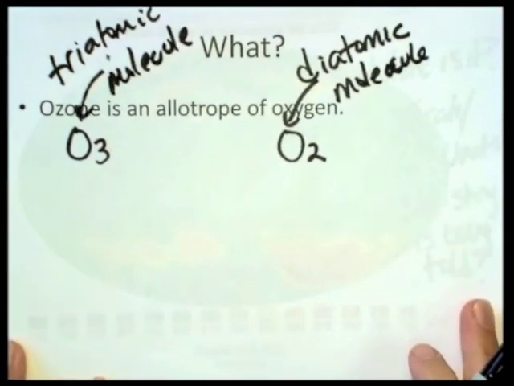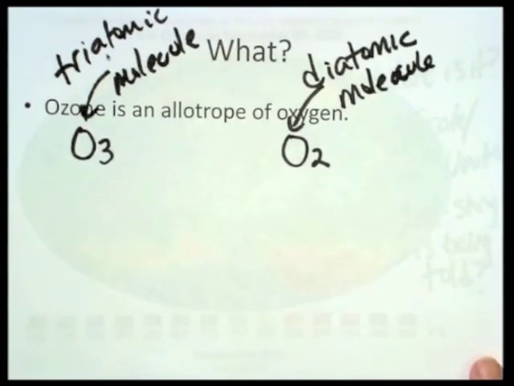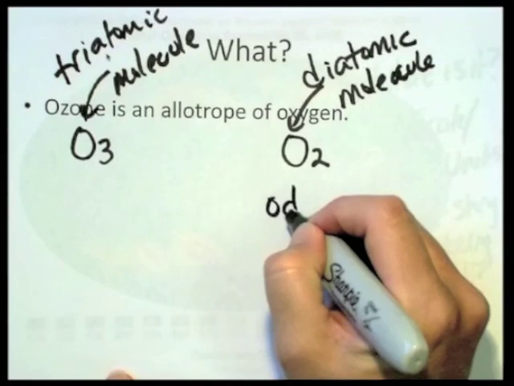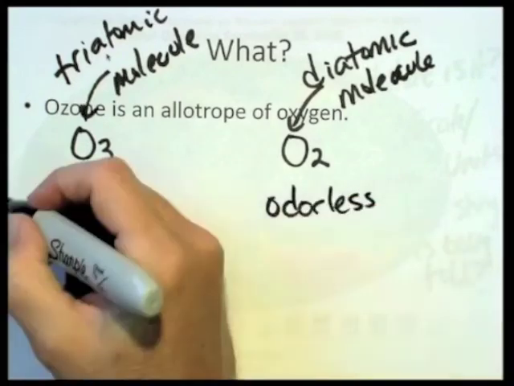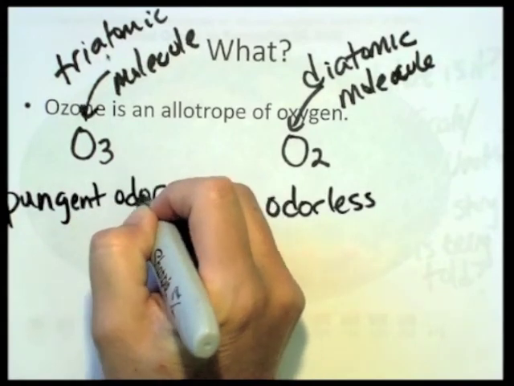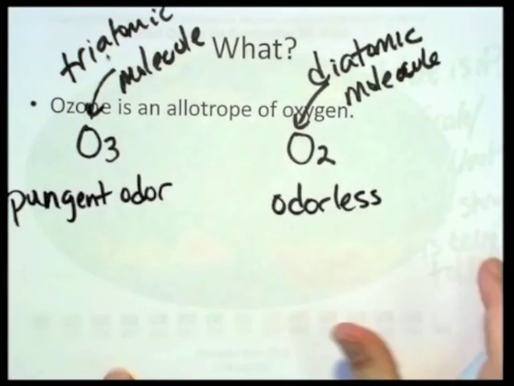You know, some elements exist as single atoms in nature, but oxygen is one of those 7 elements that exists as a diatomic molecule in nature, but it also will exist as a triatomic molecule. They are different, even though they're just made of the same atom, oxygen. They have different chemical and physical properties. For example, oxygen is odorless, whereas ozone has a pungent odor. Once you've smelled it and it's been identified, you would always recognize it again.